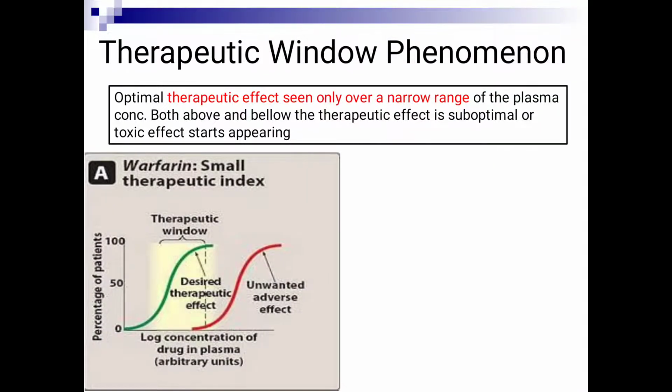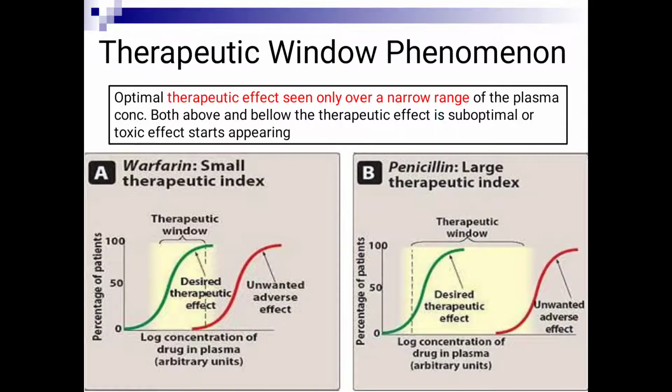Okay, let's see the example. It is warfarin, which is a small therapeutic index drug. You can see the x-axis is log dose and the y-axis is the percentage of patients. The first graph is of the desired therapeutic effect, and the second one is the concentration at which there is an unwanted or toxic effect. Between these two, between the therapeutic effect and the adverse effect, is called the therapeutic window. This dose range, or plasma concentration range, is called the therapeutic window. Below this there is no effect, and above this there is a toxic effect. So warfarin is a narrow therapeutic index drug.